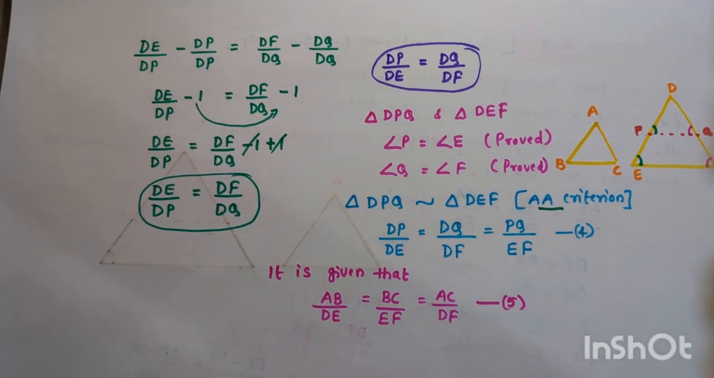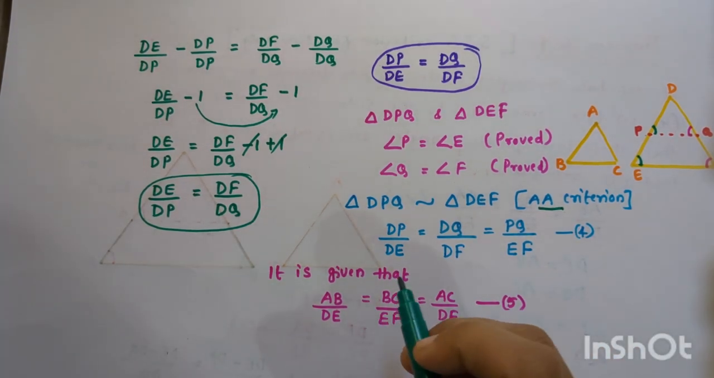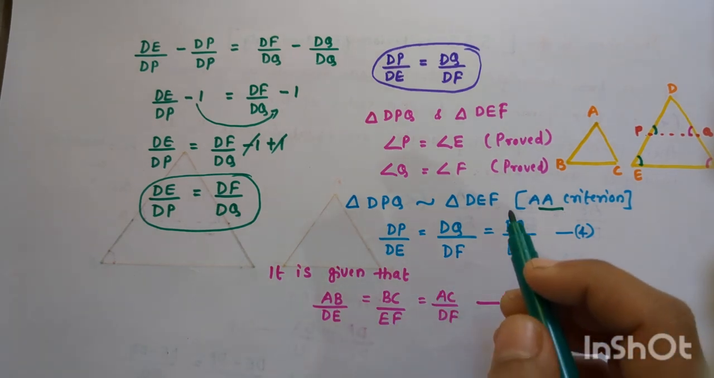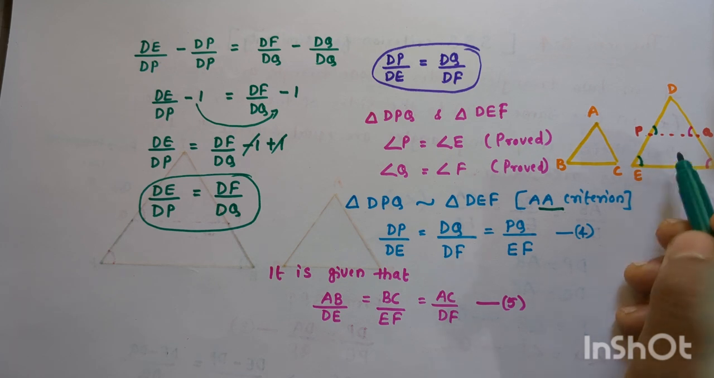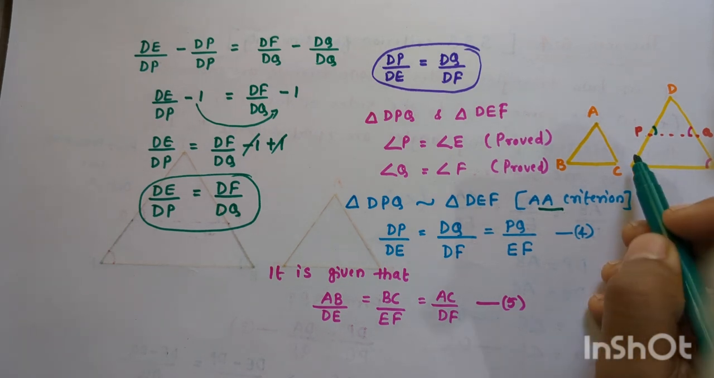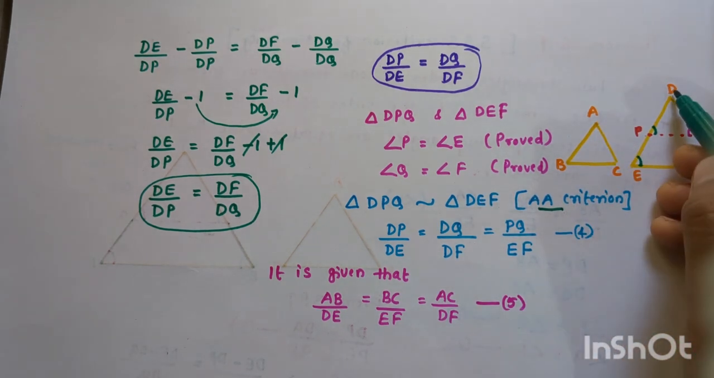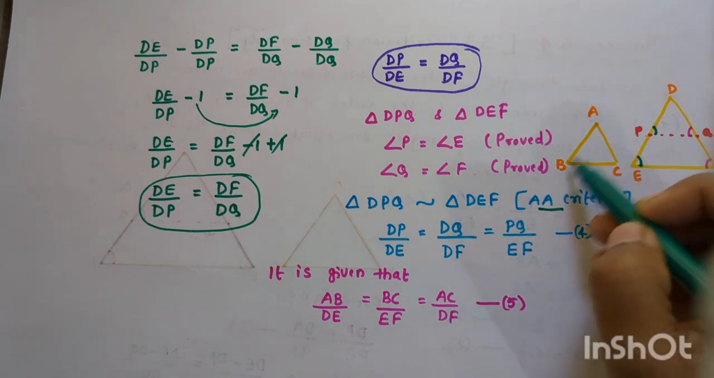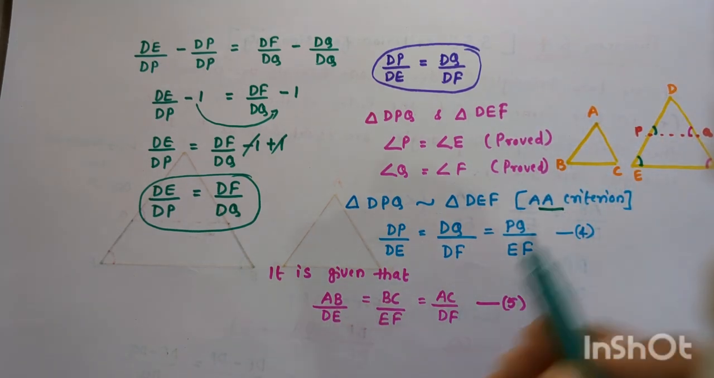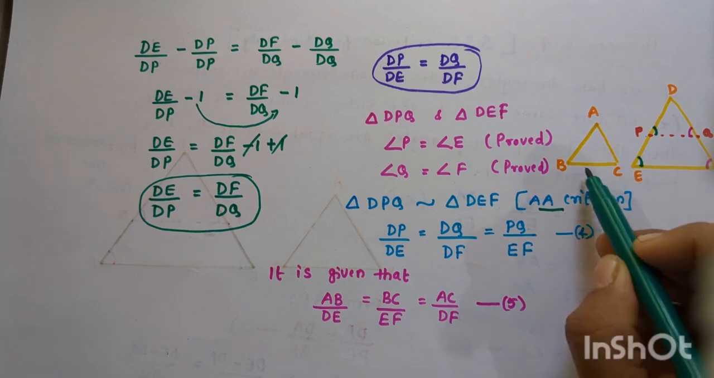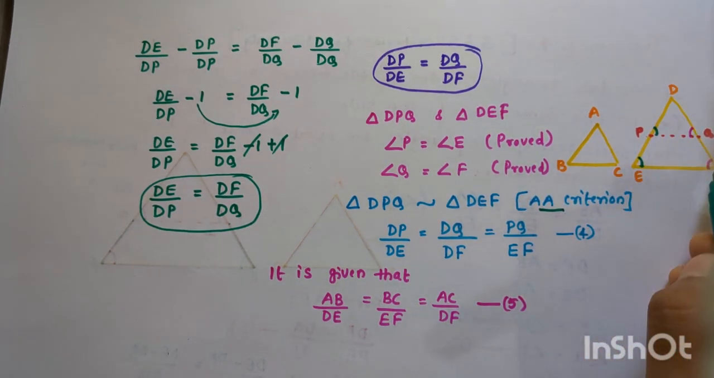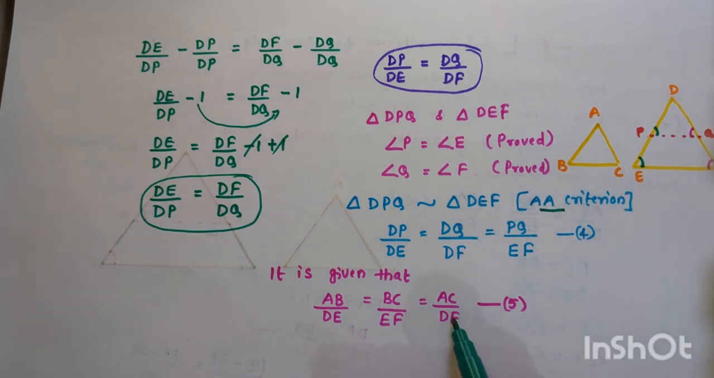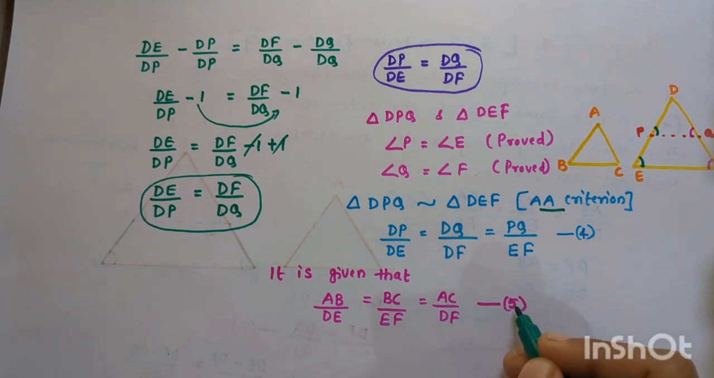Now you see, it is already given in the theorem that the sides of the two triangles ABC and DEF are proportional. That is already given in the theorem. So corresponding to AB we have DE. So their ratio AB by DE is equal to, corresponding to BC we have EF, so their ratio BC by EF, which is equal to, corresponding to AC we have DF. So AC by DF, or AC can be taken as CA, no problem, which is taken as 5.